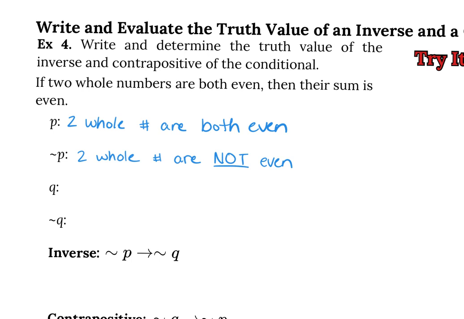So the sum of two whole numbers is even. Our negation is that the sum of two whole numbers is not even.